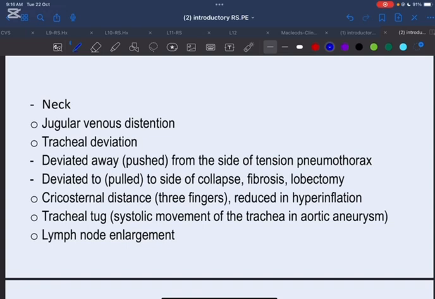The tracheal tug is a systolic movement of the trachea in aortic aneurysm, especially when the aneurysm dilatation is above 4.5 or 5 centimeters. So when there is a pulsation from the heart, the trachea might move because the pulse is augmented due to the aneurysm. The aneurysm will affect the trachea.